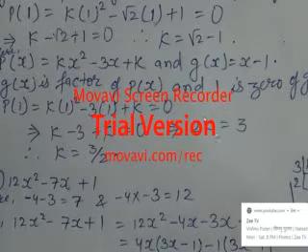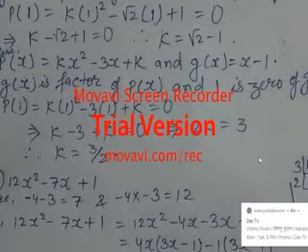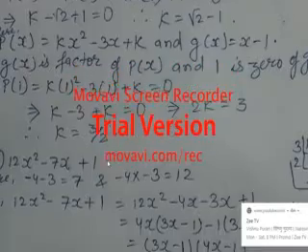Now 2k means 2 into k. When this 2 goes to the other side, it changes into divide, because I already said in equations that when any number goes from one side to the other, its sign becomes opposite. If it is multiply, it changes into divide. If it is divide, it changes into multiply. So 2k means 2 into k, so it comes to this side as divide, and it becomes k. Therefore k is equal to 3 by 2.